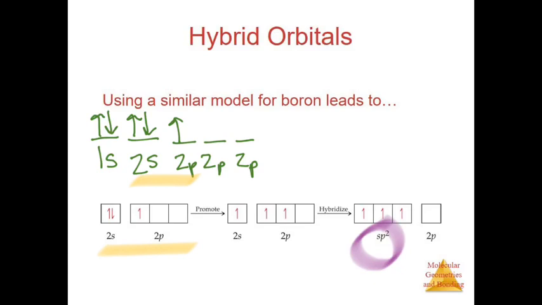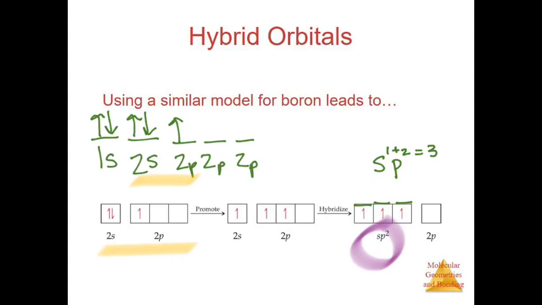sp2. Just throwing out some numbers there for you with sp2. Again, that's an understood 1 at the top, so an understood 1. 1 plus 2 equals 3. So notice we do have 3 orbitals with 1 electron each. 3 orbitals with just 1 electron each.